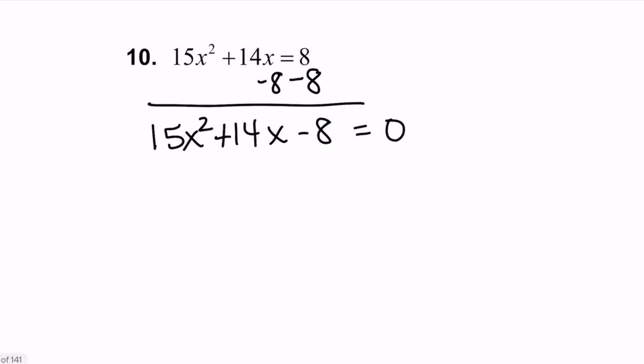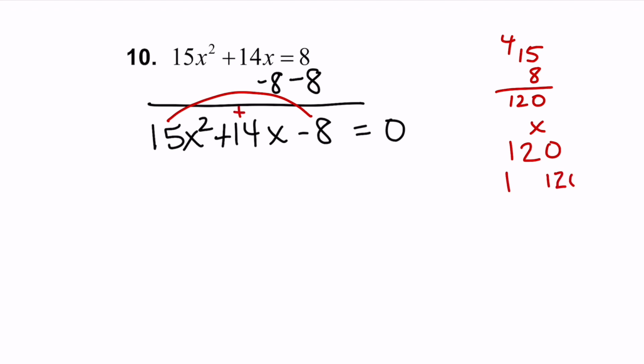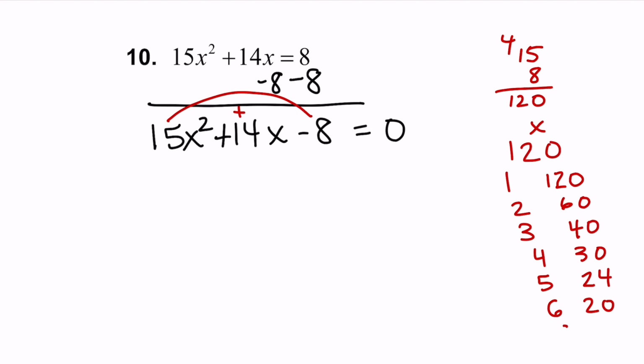Okay, so we're going to multiply our first and our last piece. 15 times 8 is 120. So we are looking for two things that multiply to 120 and add to 14. So let's start: 1 and 120, 2 and 60, 3 and 40, 4 and 30, 5 and 24, 6 and 20, 8 and 15. Now I'm looking and I'm seeing 20 and 6.